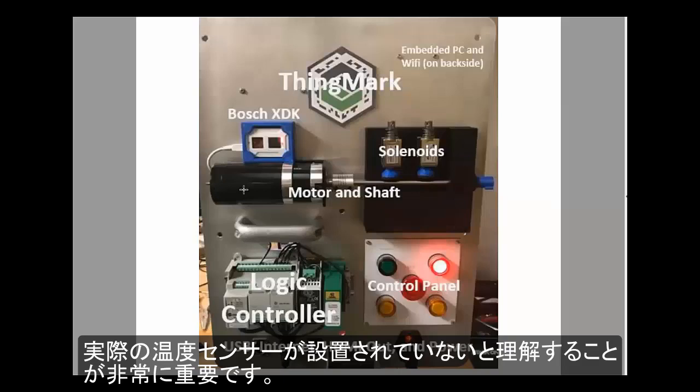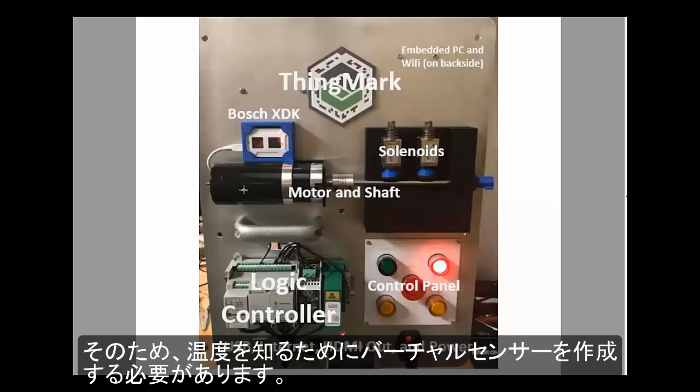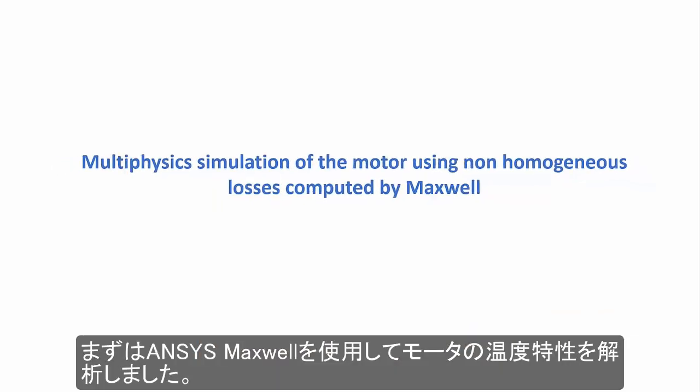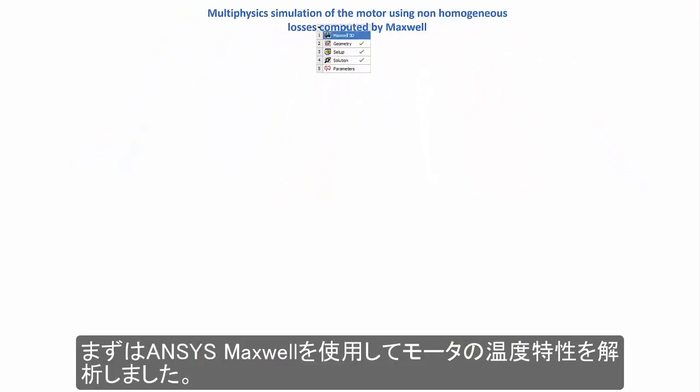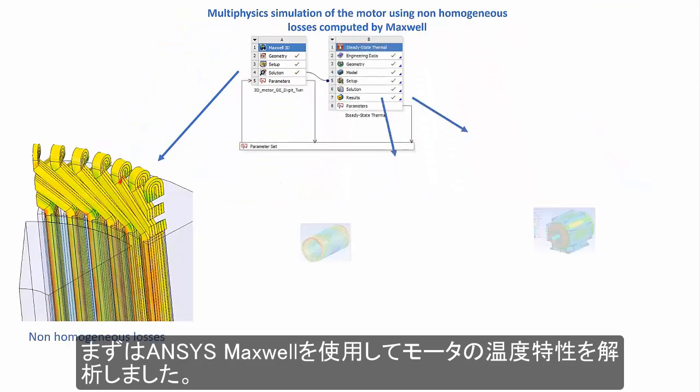It is very important to understand that there is no physical sensor for temperature on the motor rotor, so we need to create a virtual sensor in order to know the temperature. We started with ANSYS Maxwell in order to do an analysis of the thermal properties of the motor.